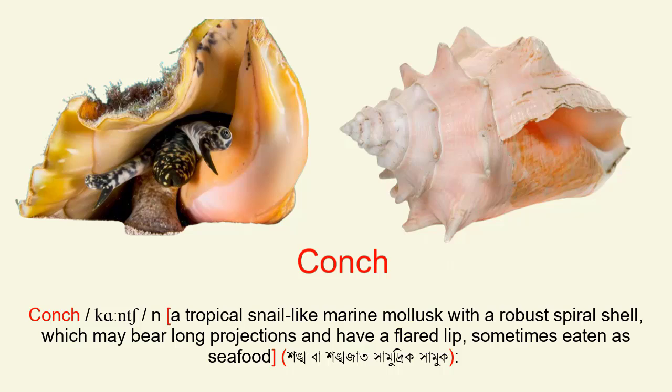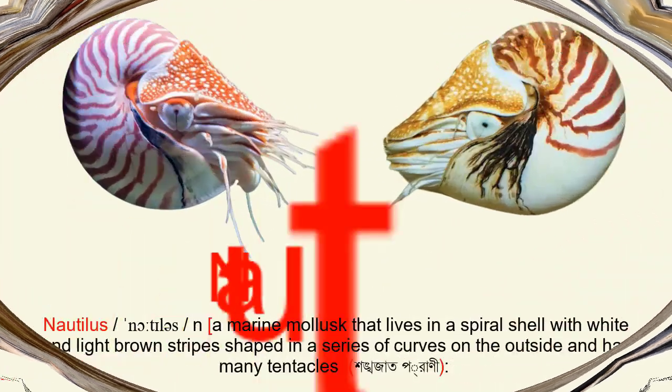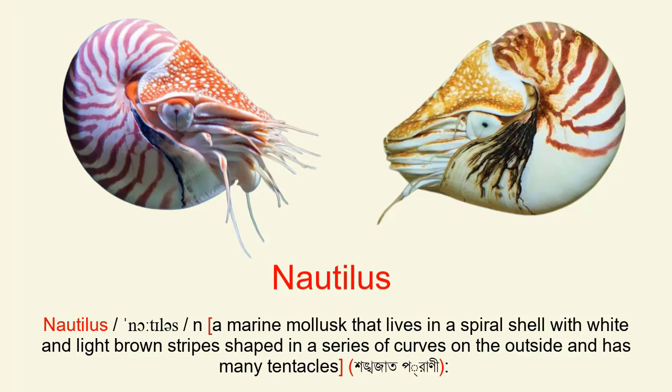Conch. A tropical snail-like marine mollusk with a robust spiral shell, which may bear long projections and have a flared lip, sometimes eaten as seafood. Limpet. A marine mollusk which has a cone-shaped shell found clinging tightly to rocks. Nautilus. A marine mollusk that lives in a spiral shell with white and light brown stripes shaped in a series of curves on the outside and has many tentacles.